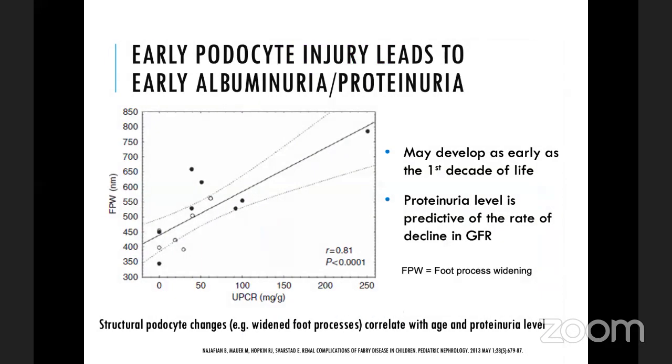Additionally, early podocyte injury leads to early albuminuria and/or proteinuria, which may develop as early as the first decade of life, and the proteinuria level is predictive of the rate of decline in GFR. This graph shows a positive correlation between widened foot process and proteinuria levels.